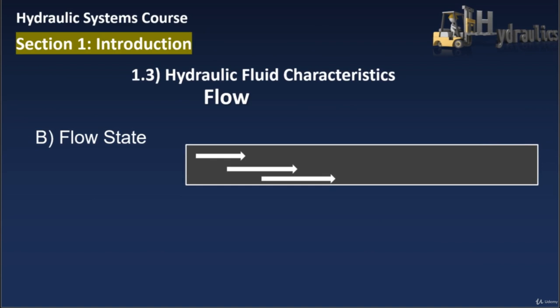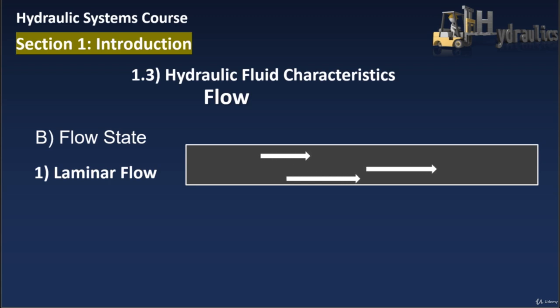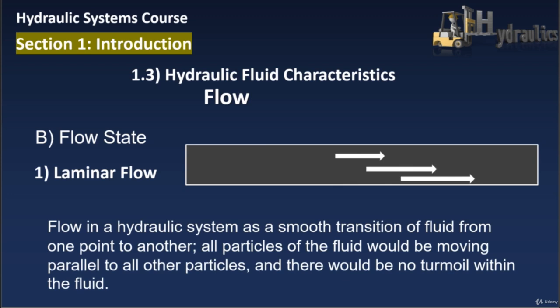So, in brief, high viscosity fluids always flow slowly. On the other hand, the state of flow will have two types. The first one is the laminar flow state, where the flow in a hydraulic system is a smooth transition from one point to another. All particles of the fluid move parallel to each other, and there is no turmoil or disturbance within the flow.